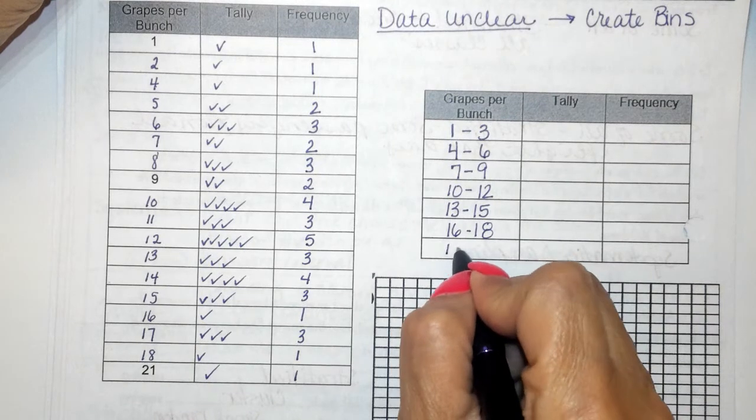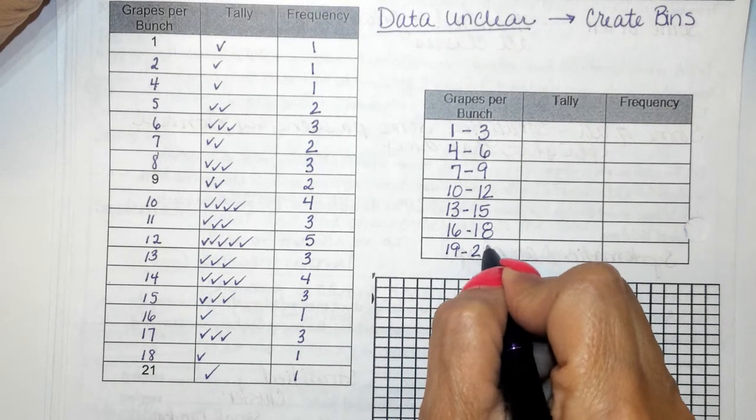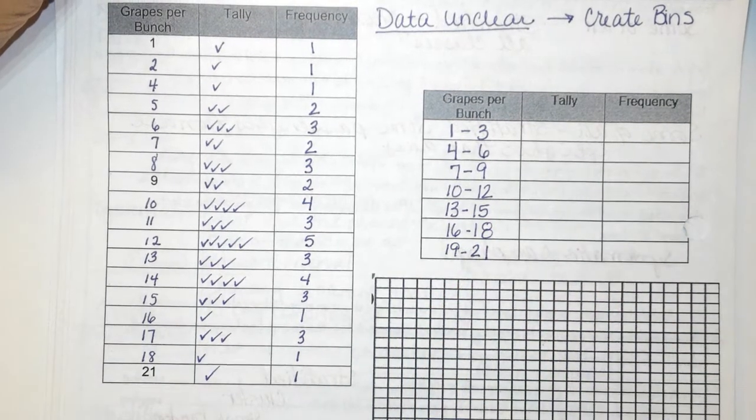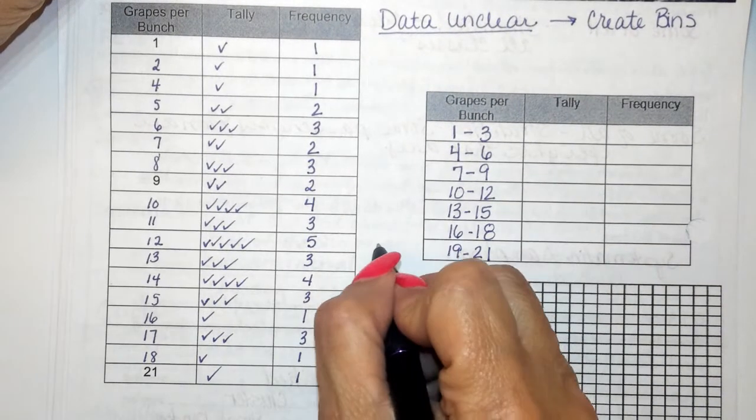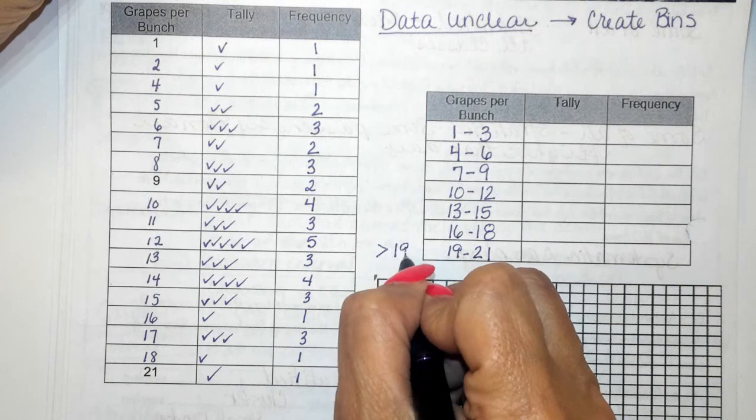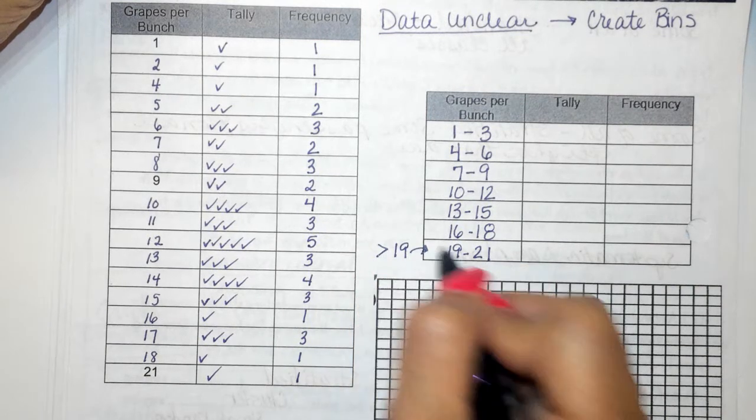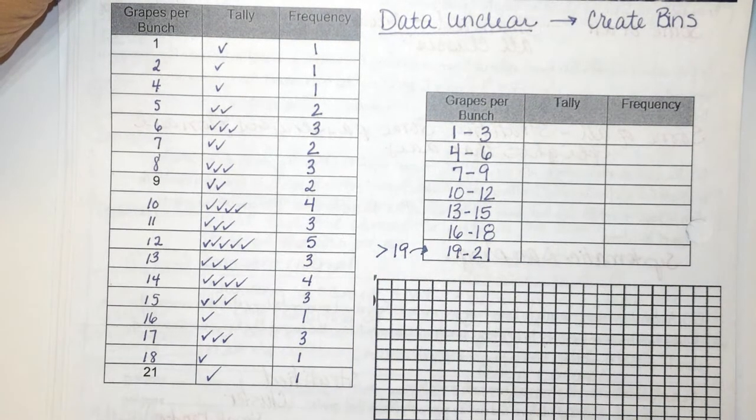I'm just going to say 19, 20, and 21. And I'm just going to do it that way. But I could have said more or great. I'm going to put it over here. I could have said greater than 19. I could have said that right there. It means the same thing.